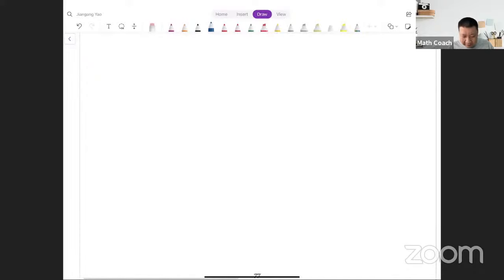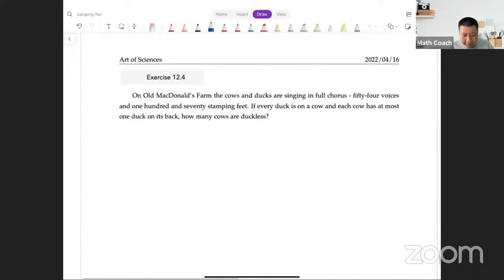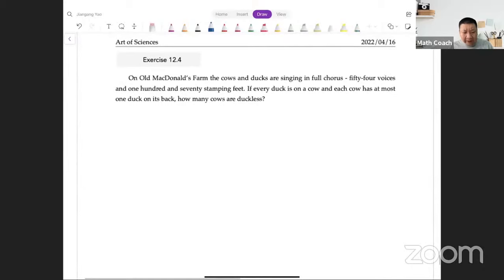All right, so next one, question 4. On old McDonald's farm, the cows and ducks are singing in full chorus: 54 voices and 170 stamping feet. If every duck is on a cow and each cow has at most 1 duck on its back, how many cows are duckless?